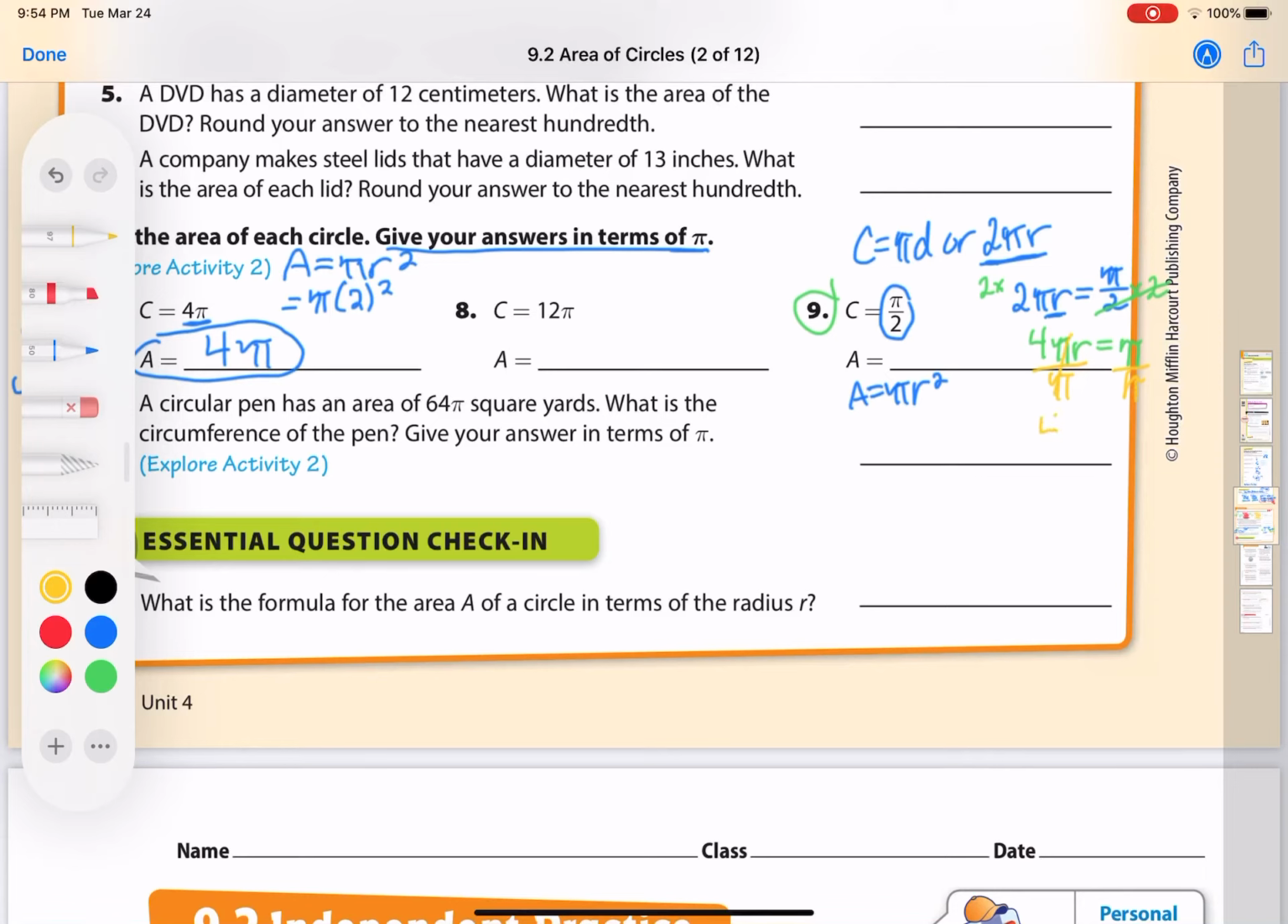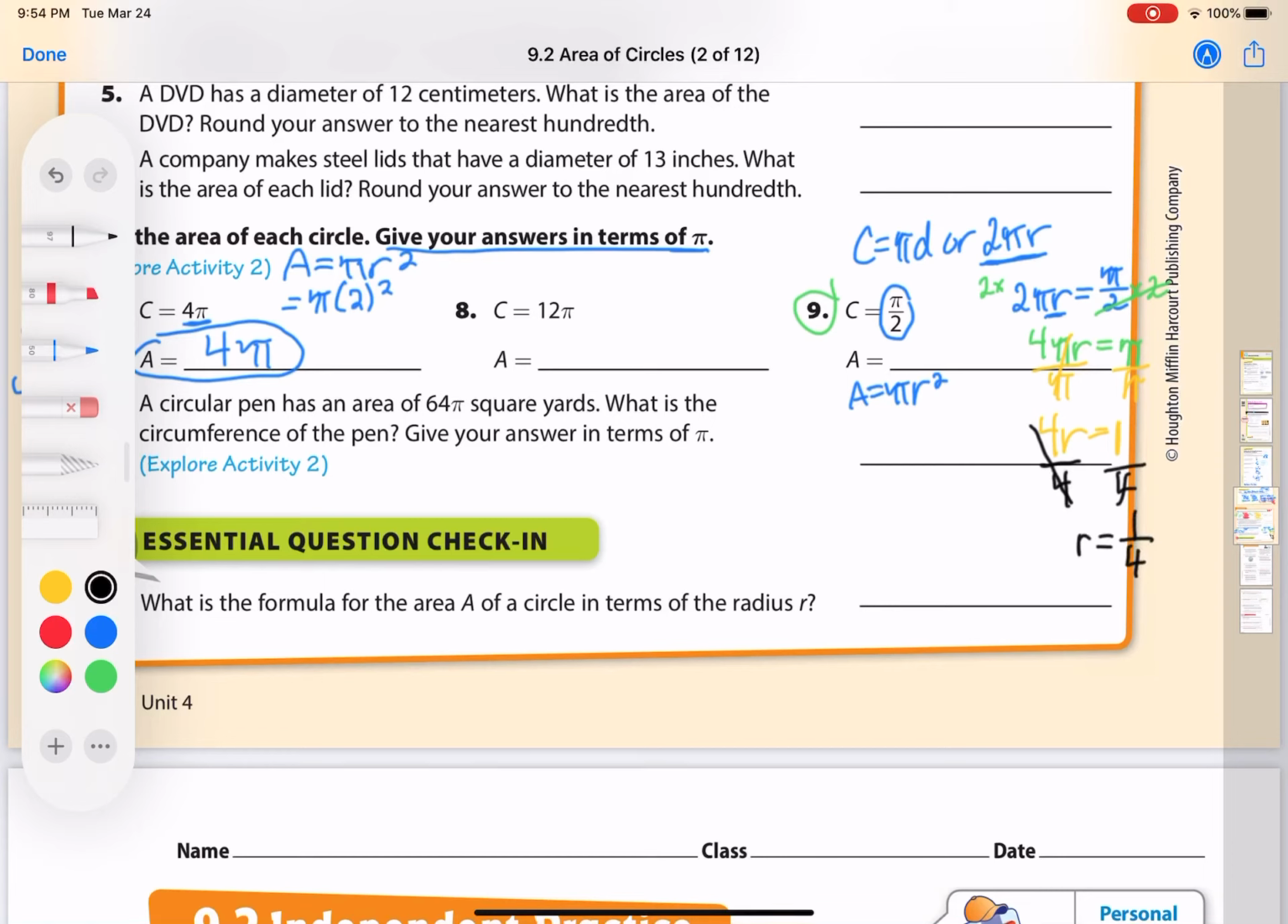The next step I'm going to do is divide both sides by pi. And I'm left with 4r. And pi divided by pi, that's the same number. So any number divided by itself is 1. And now the last step is I'm going to divide both sides by 4. These cross out because 4 divided by 4 is 1. So r equals 1/4.